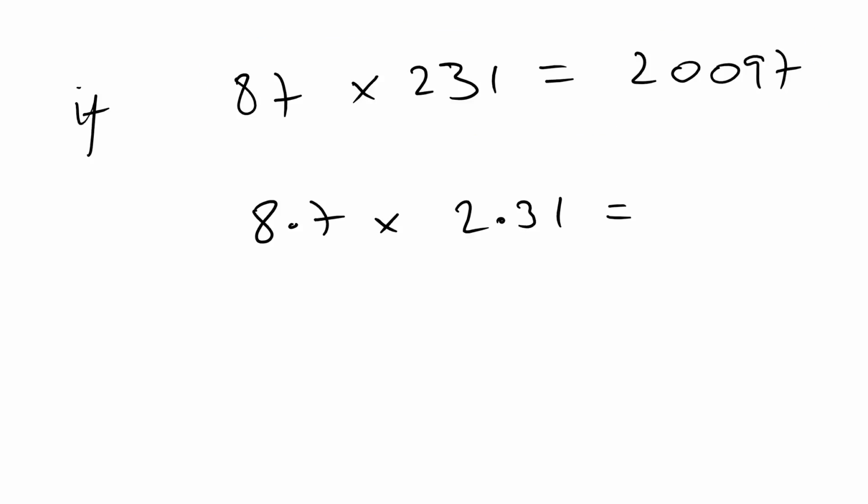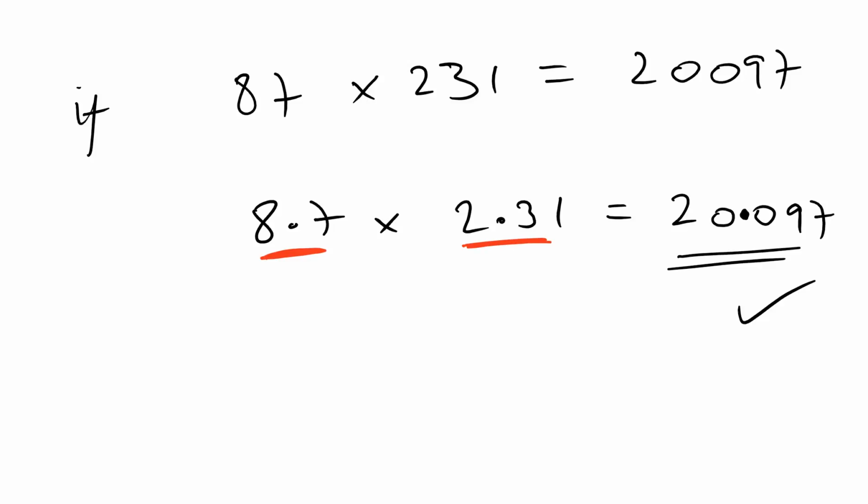Well, there are 2 ways of thinking about this. Remember, there's the common sense approach. This number is roughly 9. This number is roughly 2. 9 times 2 is 18. So the answer must be close to 18. It's going to have to contain the same digits here. If it's close to 18, it must be 20. So I'll stick a decimal point in there. And that is the correct answer. Okay, do you see how we did that? Just with a bit of common sense.